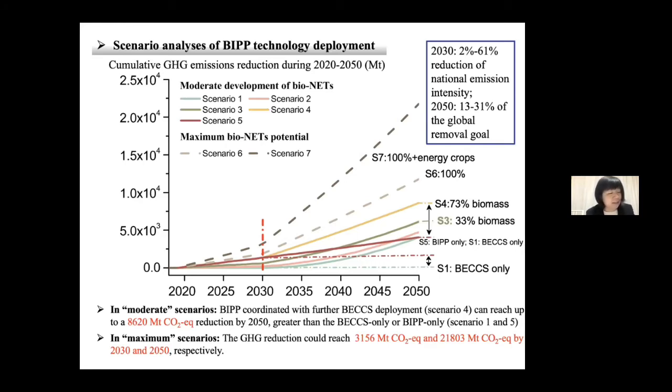In a national context, these options can reduce carbon emission per unit of 2005 GDP by 2% to 61%, which could approach or even almost achieve the emission target proposed in China's NDC, the Nationally Determined Contribution for the Paris Agreement. In a worldwide context, the global emission reduction target required to meet the Paris Agreement in the IPCC report is 28 to 65 gigaton. So China itself can achieve around 17 to 31% of the global removal goal.